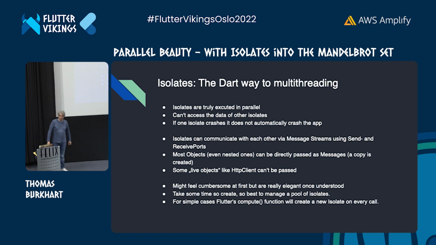The only place where you run into some limitations is, for example, the typical example of an HTTP client. You can't pass this over to an isolate because it's sort of a live object that has connections to the underlying operating system. So if you need an HTTP client, you have to initialize your own HTTP client in each isolate again. But then you can use it from there. So it's no problem to do HTTP calls out of an isolate and just return the result to the app.